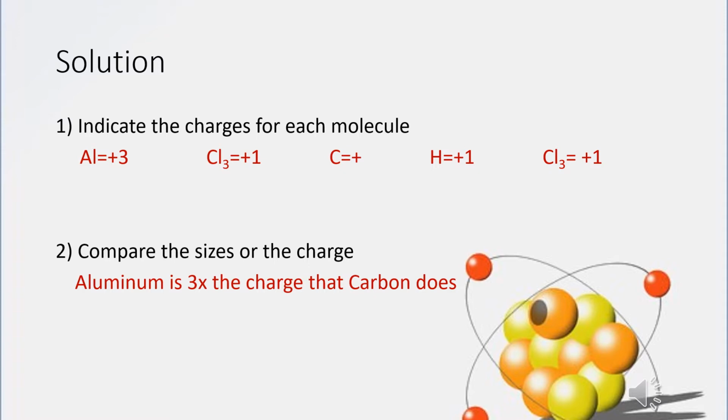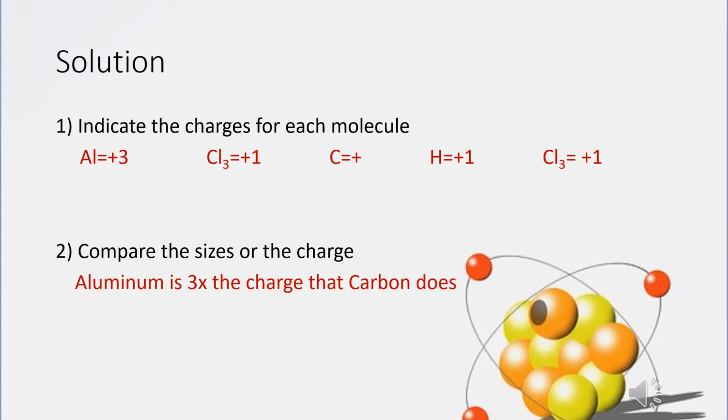For the first compound, aluminum chloride, aluminum has a positive 3 charge, which is indicated by the +3. The chloride has a +1 charge. For the second compound, chloroform, which is CHCl3, carbon has a positive charge, hydrogen has a +1 charge, and chloride again has a +1 charge.